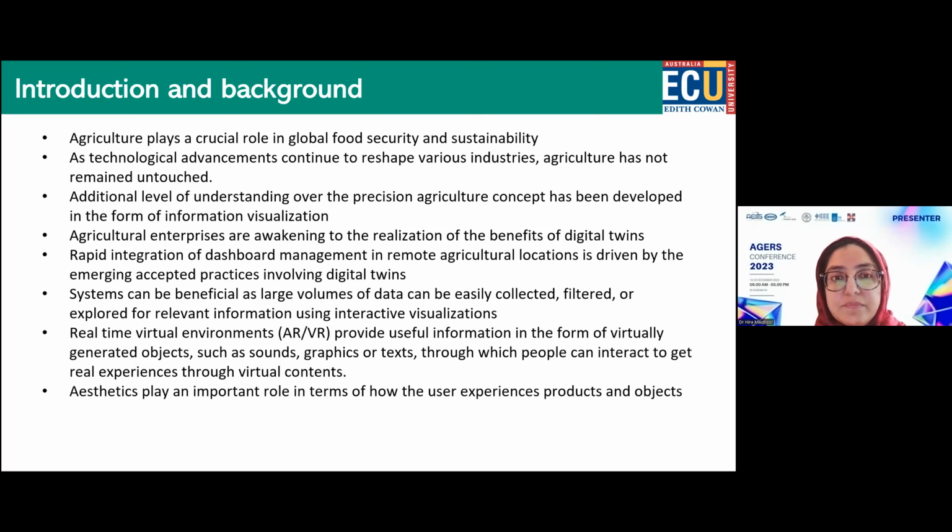So AR and VR have been around since the 1950s, but this has been enhanced with the development of computer technology. Such real-time applications provide useful information in the form of virtually generated objects such as sounds, graphics, or text, through which people can interact to get real experiences through virtual contents. And in addition, it's possible to use these applications on handheld or mobile phone devices. So there is a reduction in supervisory cost for livestock and crop farming.